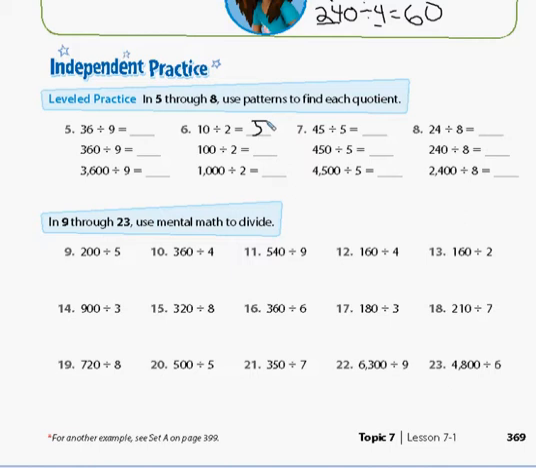Just below that, same basic fact. 10 divided by 2 is 5. I have 1 zero, so that would be 50. And 1,000 divided by 2 would be 500.